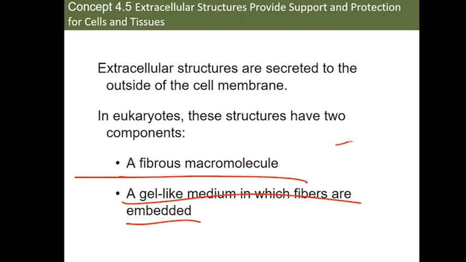Not really, it's just kind of the same model of secretion there, where it's embedded in the vacuole, it fuses, and then it's now on the outside of the cell. And that has this gel-like stuff where the fibers are all embedded.